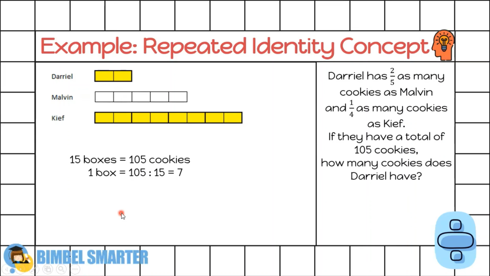That means we need to times 2 times 7, which equals 14 cookies. Therefore, Darriel has 14 cookies. Well, it's easy, right?